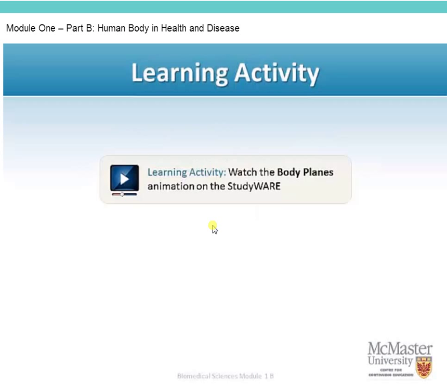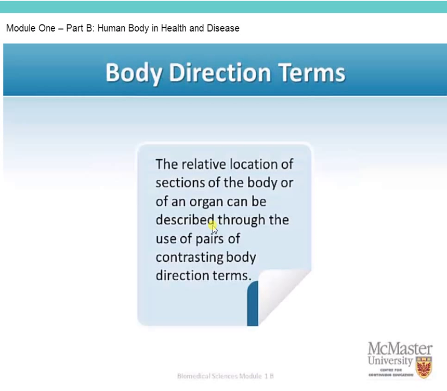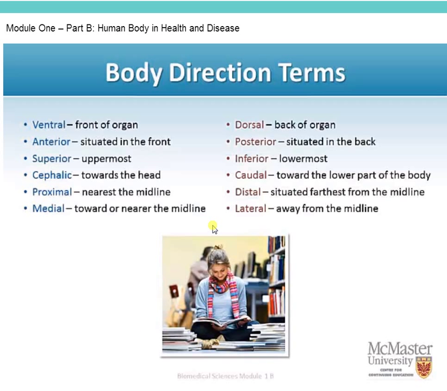You'll now want to turn to the learning activity in StudyWare to watch the body planes animation to help illustrate these important points. The relative location of sections of the body or of an organ can also be described through the use of pairs of contrasting body direction terms. As you see illustrated in this slide, we see some comparisons: ventral versus dorsal, for example, anterior versus posterior. Take a moment to review these terms in your text and on this slide. It will be much easier to recall these if you can remember them in pairs.